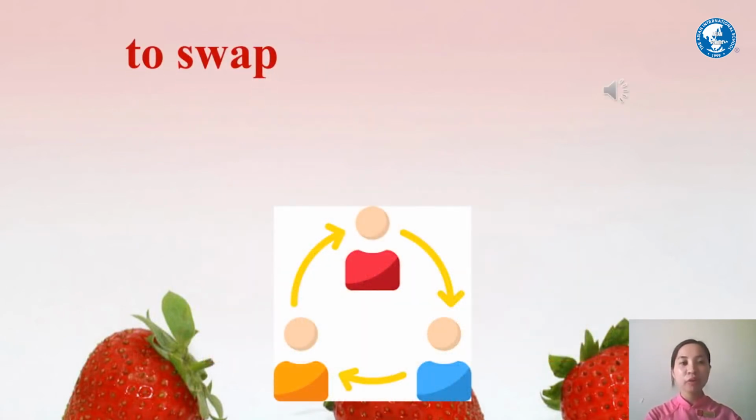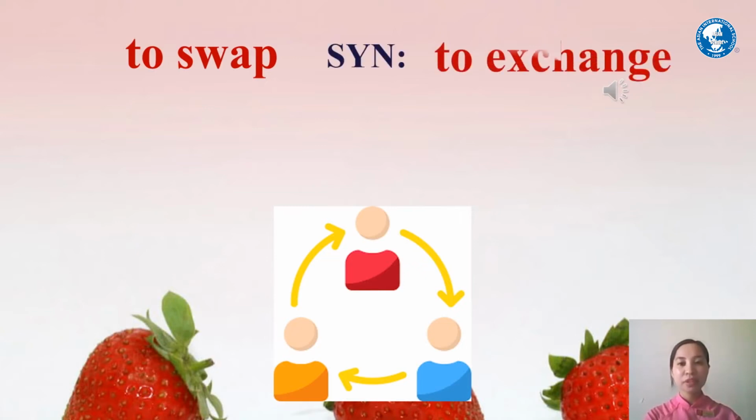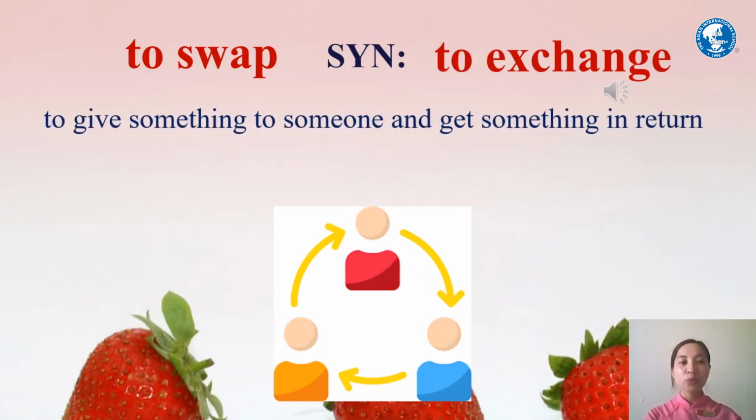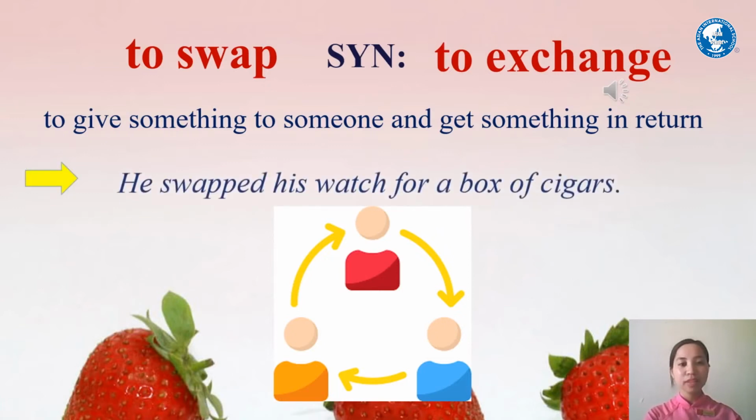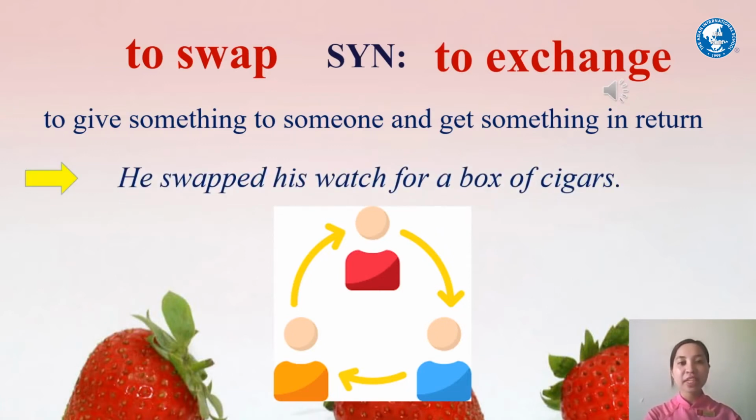Here comes the final vocabulary. To swap. Do you know the synonym of to swap? That is to exchange. What does it mean? When someone swaps something for something, it means he gives something to someone and gets something in return. Listen and repeat. Swap. Again. Swap. Good job. I'll give you one example to make it clear. He swapped his watch for a box of cigars.